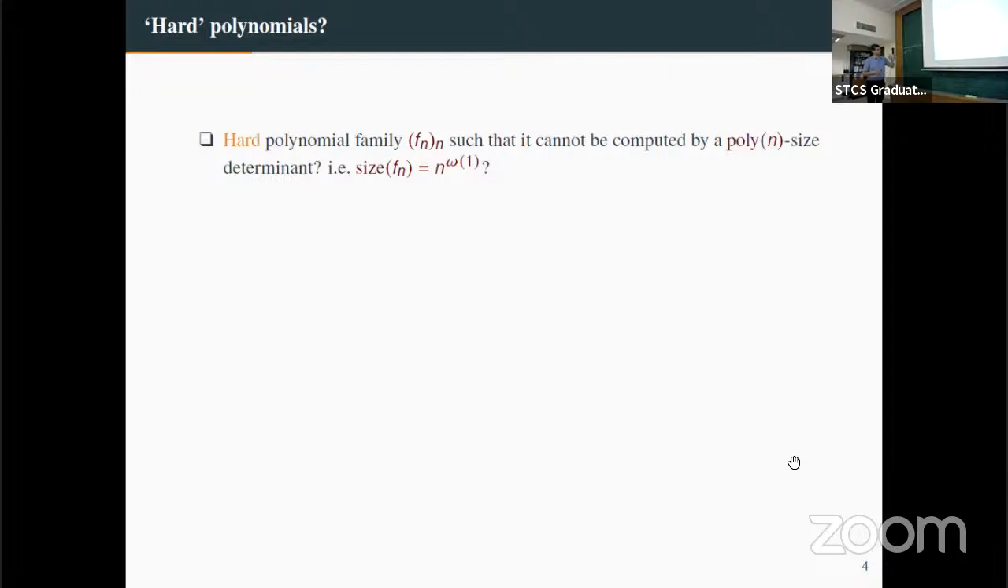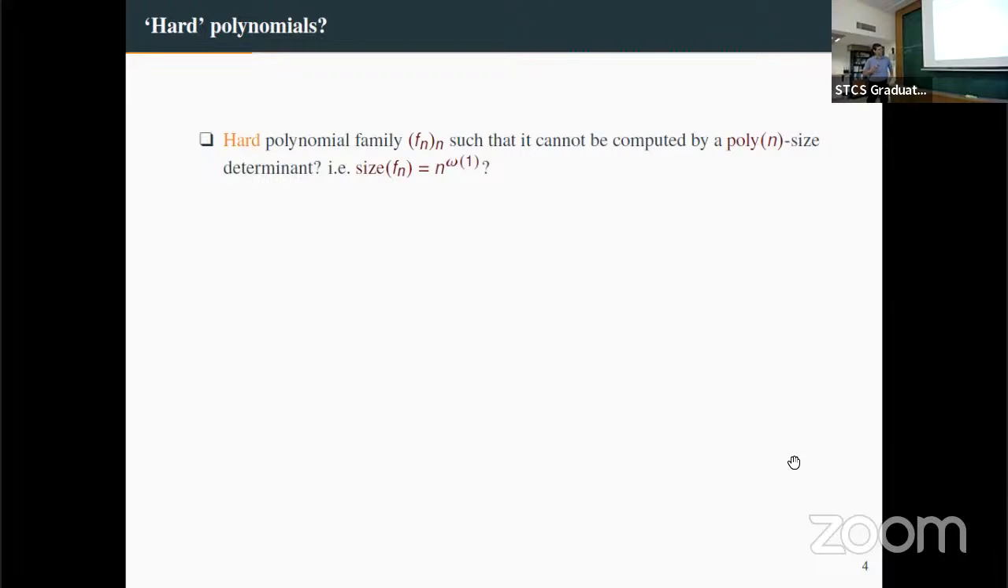What is hardness? Hardness in this area means that the computational model that you are looking at, circuit or determinant or ABP, what kind of sizes are you seeing for the number of variables n? For an n-variate polynomial, if your model is taking poly(n) size, then you say it is efficient or small.